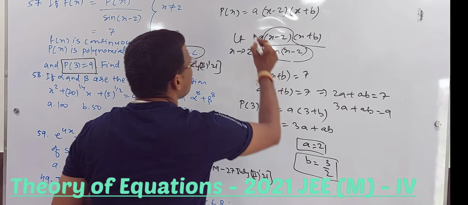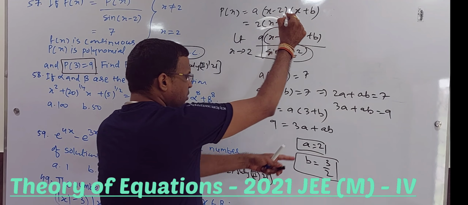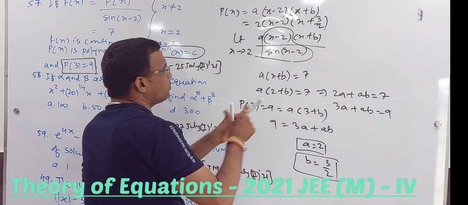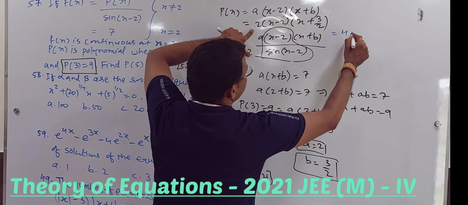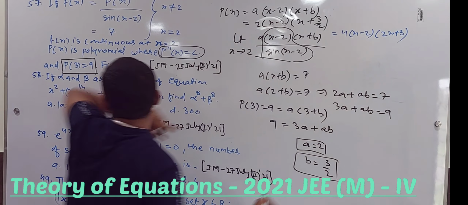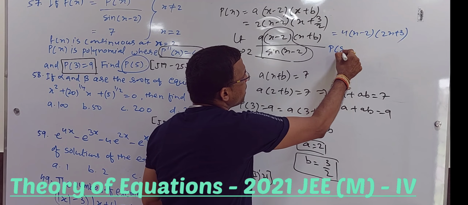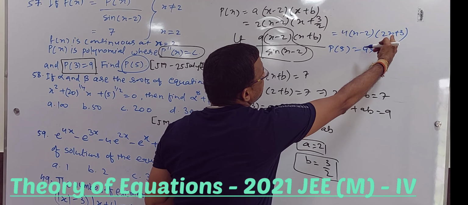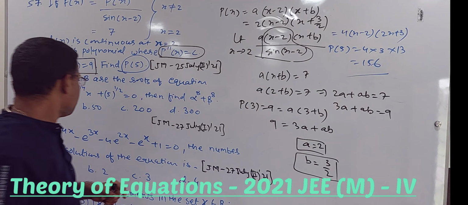So what is your p of x? P of x is a, which is 2, times (x minus 2) times (x plus b), which is 3 by 2. So let me write it down with the blue pen. 2 times 2 is 4, times (x minus 2) times (2x plus 3). Question asked is p of 5. So p of 5 will be 4 into (5 minus 2), which is 3, times (10 plus 3), which is 13. That is 156.